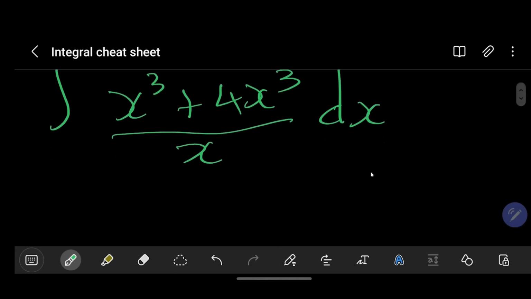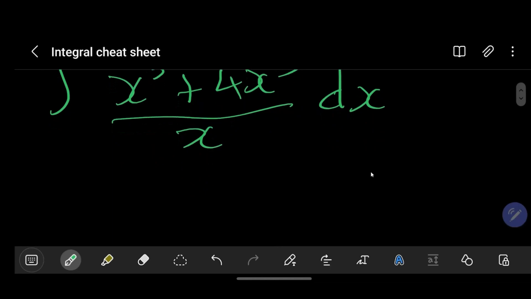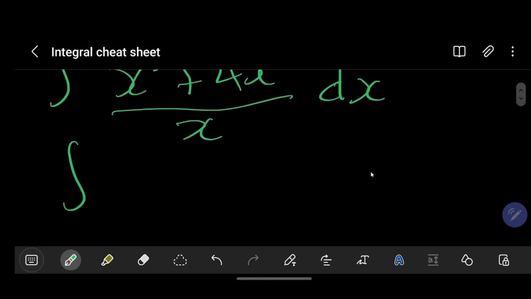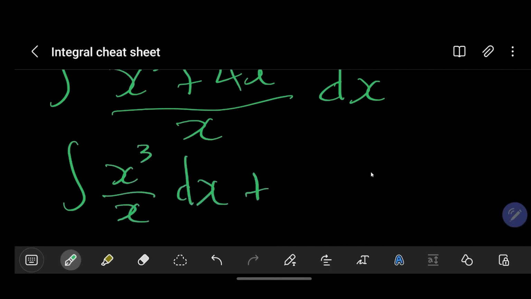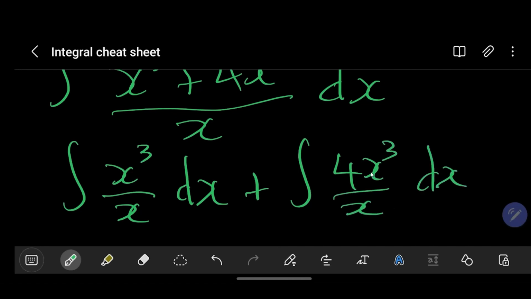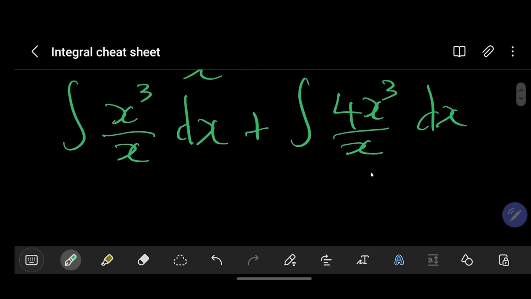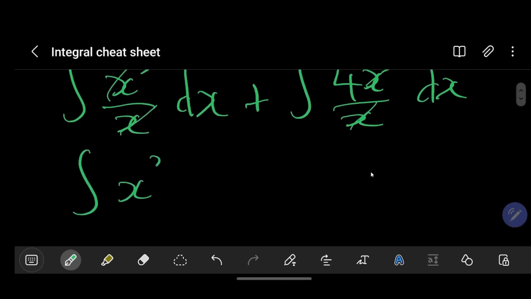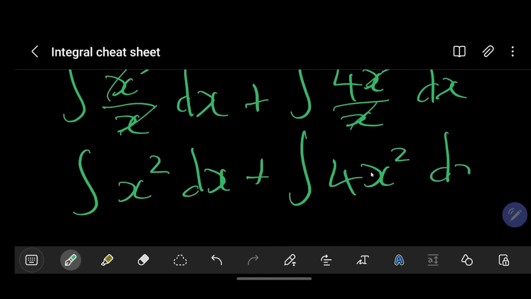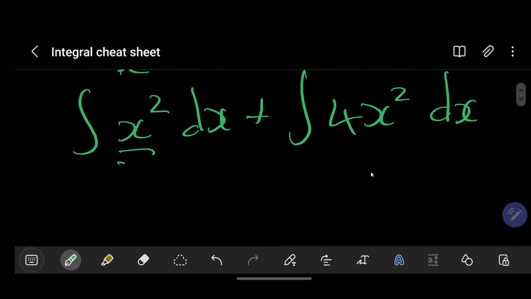Since both are being divided by the same denominator, we can rewrite this as the integral of x cubed over x dx plus the integral of 4x cubed over x dx. This is the same thing, right? Because it's the same denominator. So now we can see that the x's can cancel out. So we can now write this as the integral of x squared dx plus the integral of 4x squared dx. This is the power rule. This is the combination of the multiplication and the power rule.